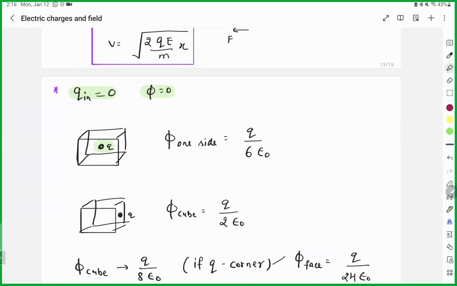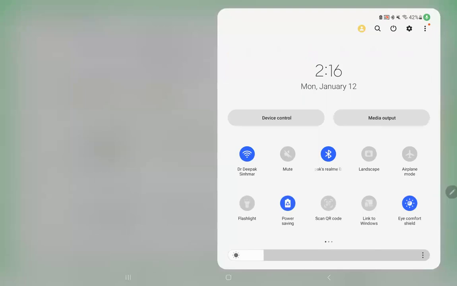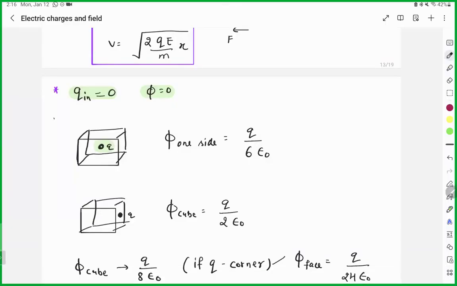So, if you take a box, cube-like structure, remember, in all these situations we are using a cube. In the case of a cube, the total electric flux because of the total charge will be equal to Q by epsilon for a complete cube. Correct. For a complete cube, your total electric flux will be this.